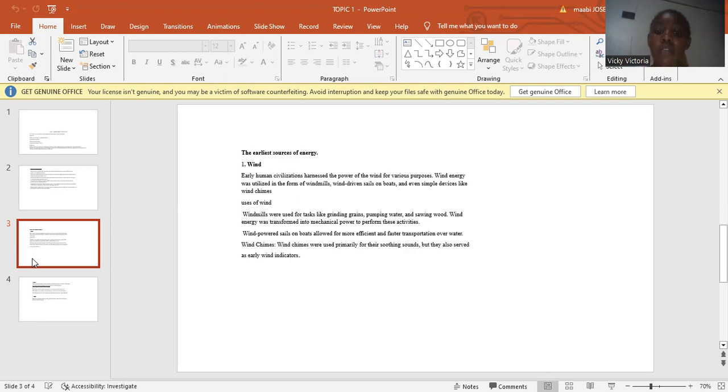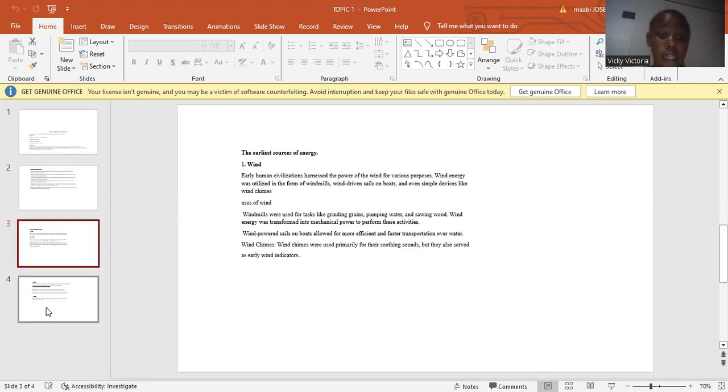Then wind chimes were used for their soothing sounds, but they served as an early wind indicator. They could use them for the direction of the wind, because they lacked tools for measuring, or rather for checking, the direction of the winds. So they used the wind chimes to look at the direction of the winds.